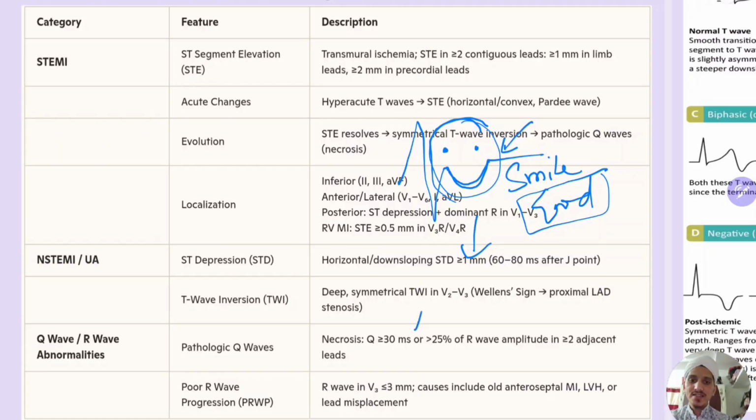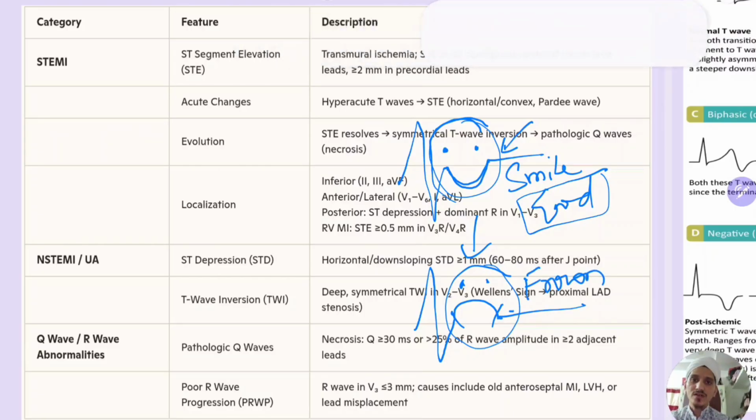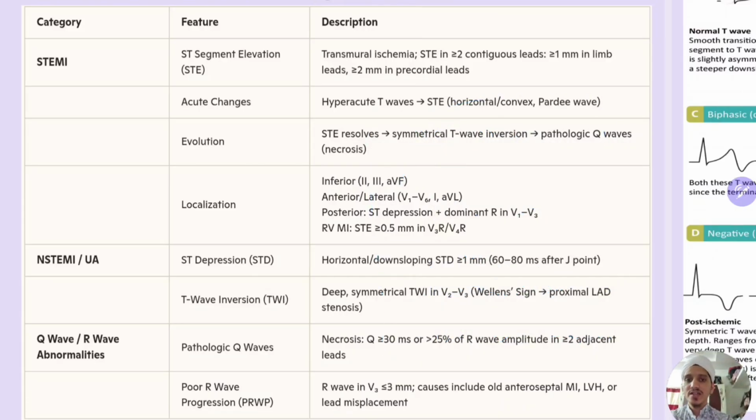If it is like this, something like this, now if you draw, it is the frown sign. That means something is not good. So if the ST segment elevation is like this, or like this also, then it is something not good. This is a small thing which you can remember about ST segment elevation.